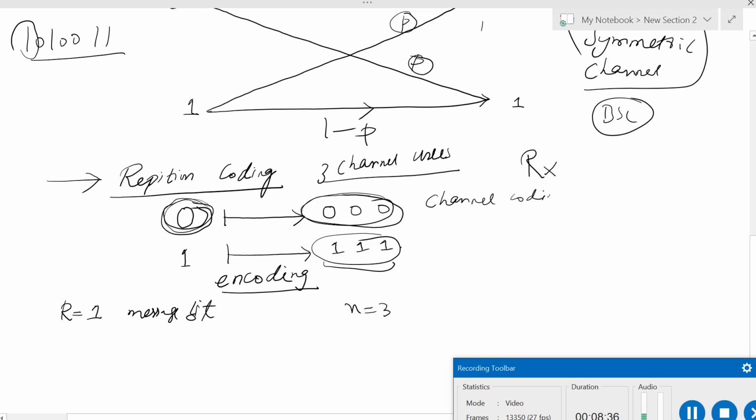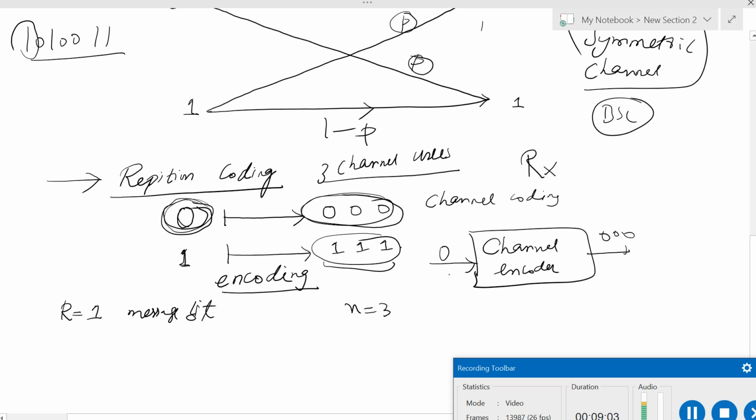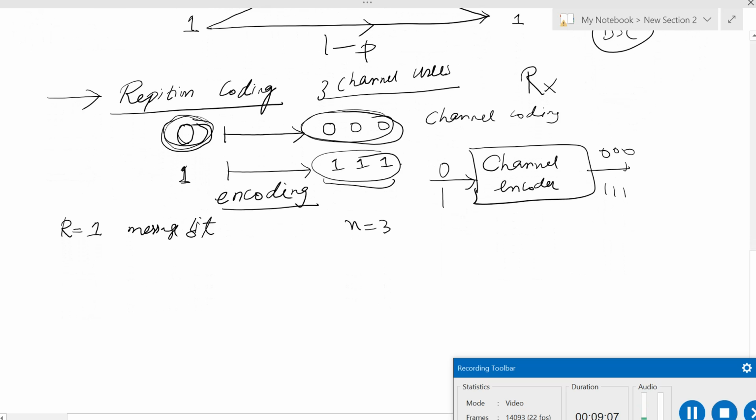Channel coding. This procedure of mapping a message bit 0 to 3 zeros and a message bit 1 to 3 ones, the device which does it is called the channel encoder. So you can think of the channel encoder in this case: you pass in 0, you get 0, 0, 0. You pass in 1, you get 1, 1, 1. Very simple channel encoder. Now what will the receiver do?